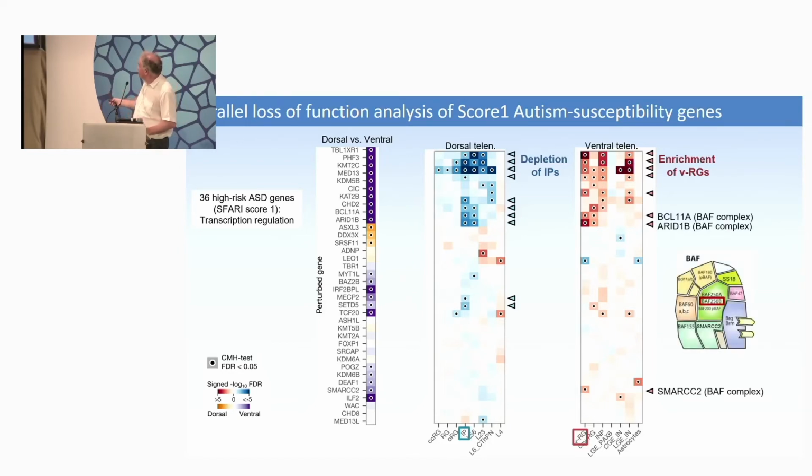What we also can do is we can group these cells and ask, are there several members of particular protein complexes that cause similar phenotypes? And one of them is the BAF complex, chromatin remodeling complex, where 3 members cause very similar phenotypes. And this will become important later in my talk. So depletion of intermediate progenitors on the dorsal side and enrichment of ventral radial glia cells on the ventral side seems to be enriched in perturbations of autism risk genes.